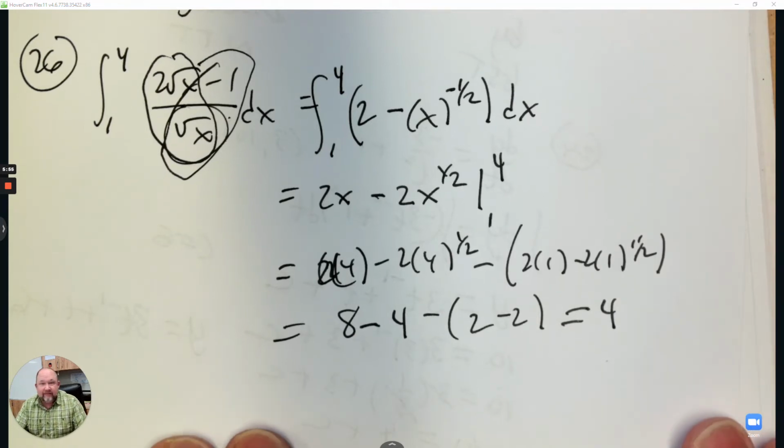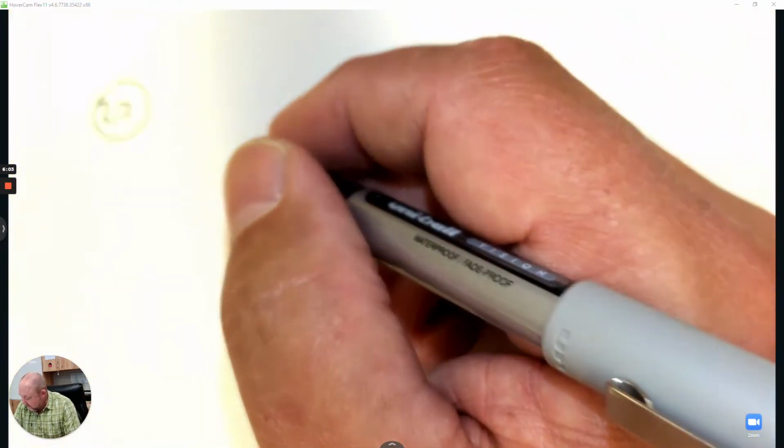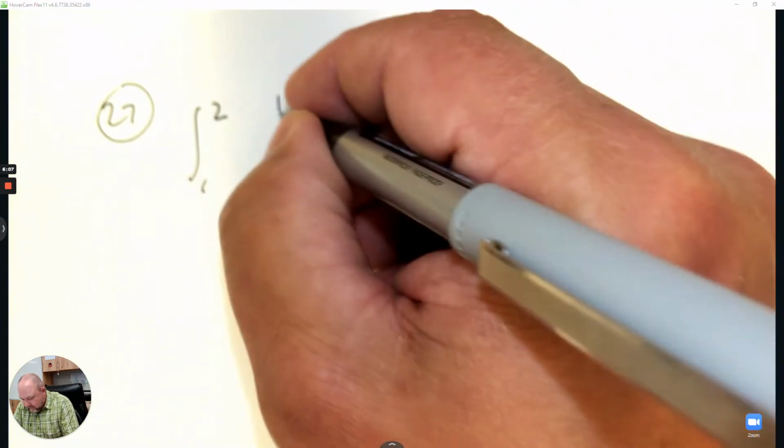All right, 27. Again, best is when you write it down. Again, these are so important because what you don't practice, right, you're going to forget. So we're going to integrate from 1 to 2.